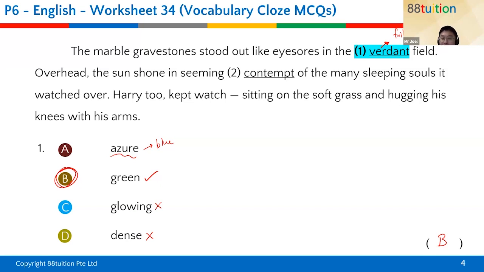So we can say that the field is thick with plant growth technically, but in this case, the best synonym for verdant is green. Now, overhead, the sun shone in seeming contempt of the many sleeping souls it watched over. Doesn't sound like the sun has a very nice persona here.